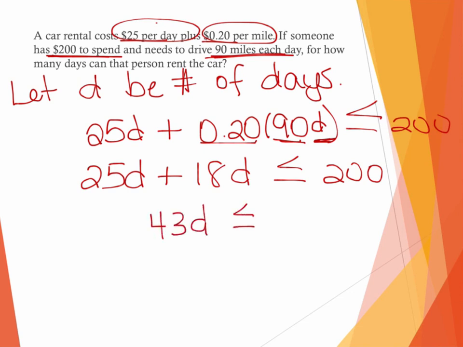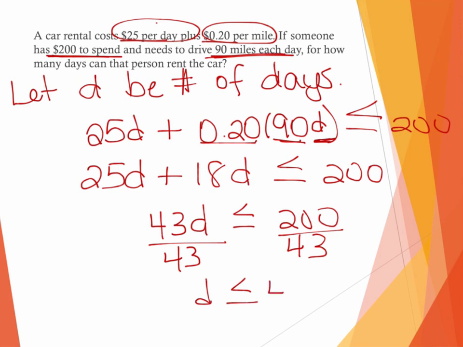43D is less than or equal to 200, and I could divide each side by 43. So D needs to be less than or equal to 4.6511. Now, since I can't rent a car for a fraction of a day, that means that we can only rent this car for 4 full days.